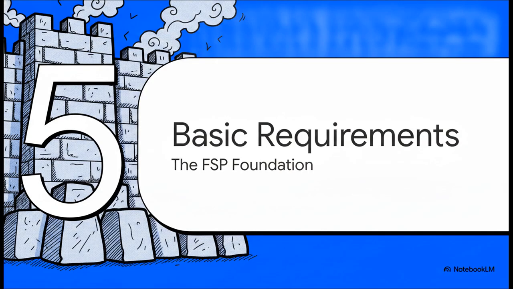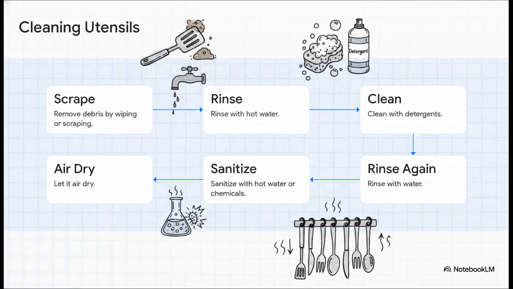Finally, Section 5. Let's assess the basic requirements that make up your FSP foundation. Look, if your basic cleaning isn't procedural, your advanced, fancy HACCP plan is going to completely fail. Take utensil cleaning. This simple, rigid, 6-step process ensures you aren't just moving dirt around, but actually sanitizing. You scrape, rinse, wash with detergent, rinse again, sanitize, and, this is super important, let it air dry. Using a towel just introduces new bacteria right back onto the surface, so air drying is an absolute must.